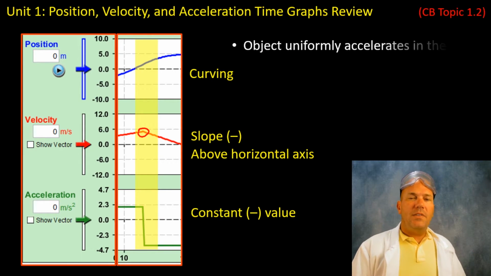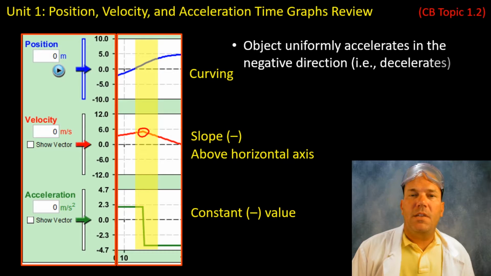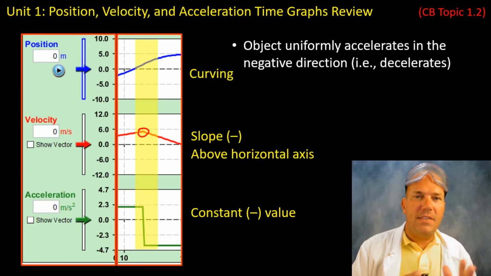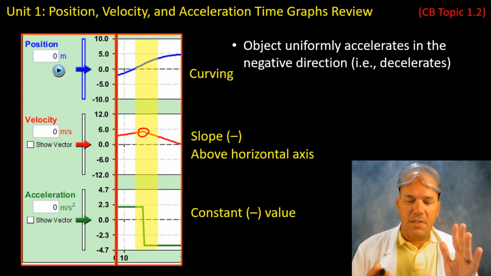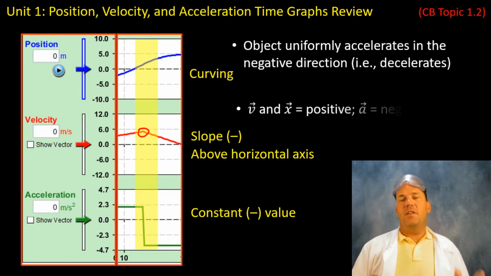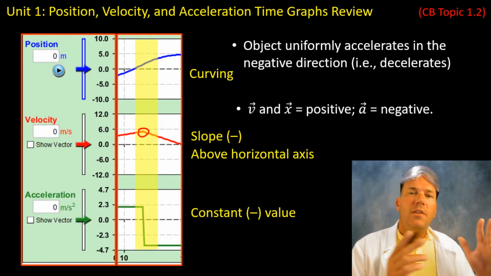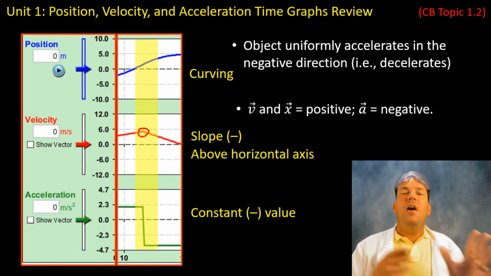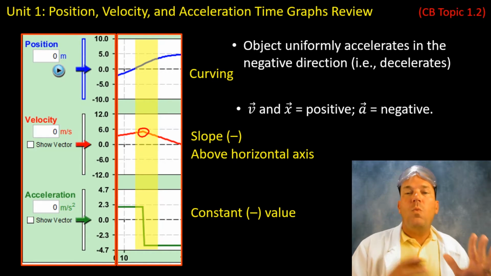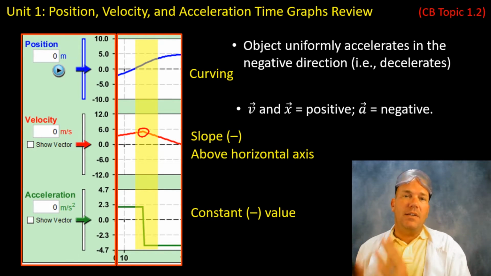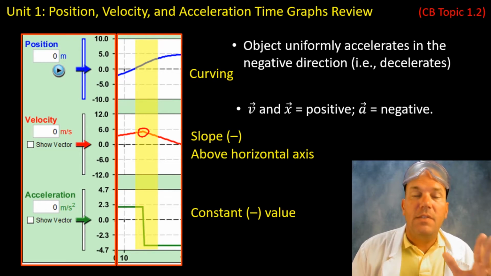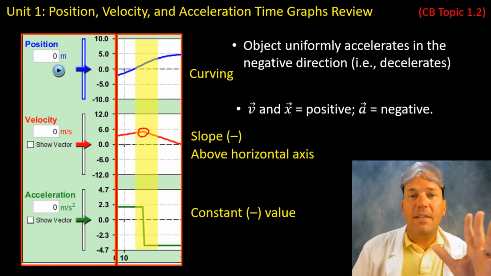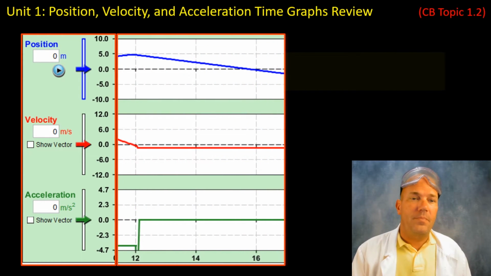We're going to now see a deceleration. And in this instance, a negative acceleration is a deceleration. So our vector directions for both velocity and position are now positive, whereas the acceleration vector is negative. And again, it is constant or uniform.